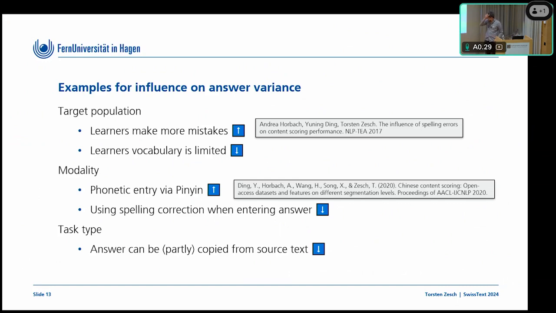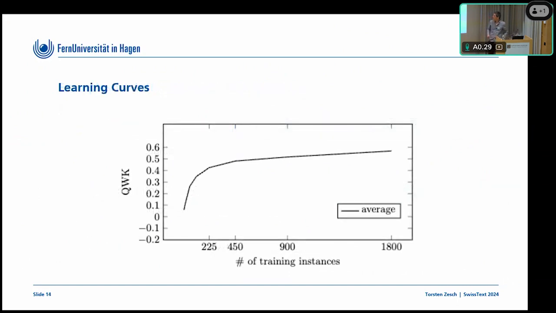Now that we have identified that there is a lot of variance, that's why a typical learning curve looks like that. If you train the system in a supervised fashion, you start with really bad performance, and then you get gradually better. You see here in one of the data sets, we have 1,800 answers, and you need quite a lot, and it starts to plateau around 500. That is the typical curve that we see. But of course, this makes our teachers sad again, because they don't want to create 1,800 answers.